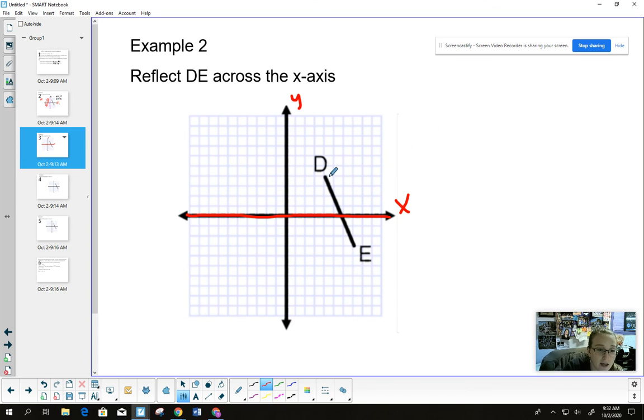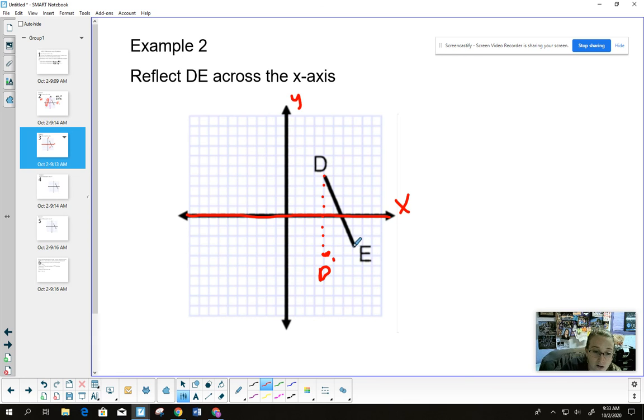So tell me, here's D. I'm going to count down to my mirror. How many points is D away from the x-axis? Let's see. D is 1, 2, 3, 4 points away. So D prime is going to go 4 points away on the other side. 1, 2, 3, and 4. Here's D prime.